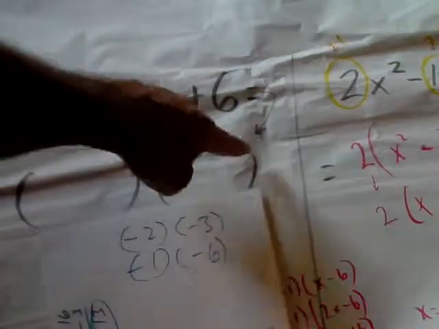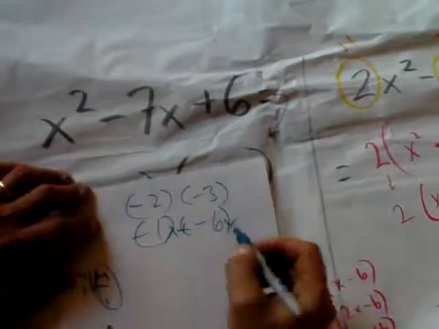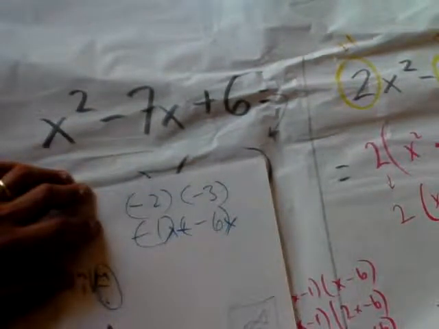I think we know which one to choose here, because if we put the -1 here and the -6 here, we'll be doing multiplication. -1x plus -6x gives you the -7x. That was good.